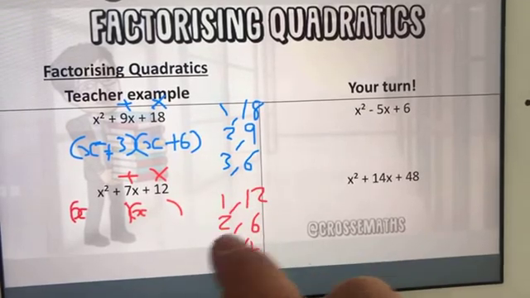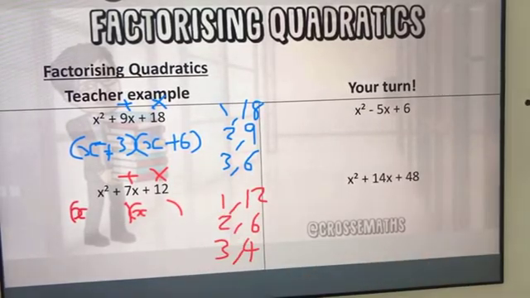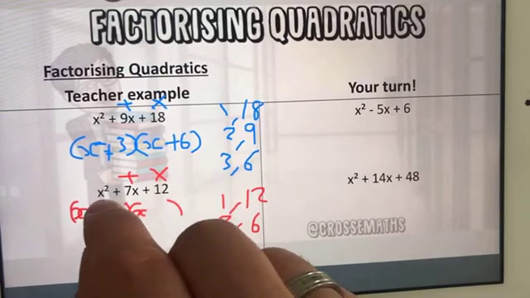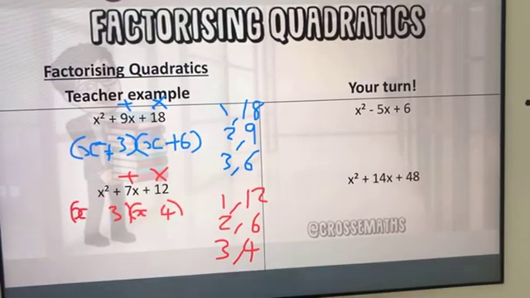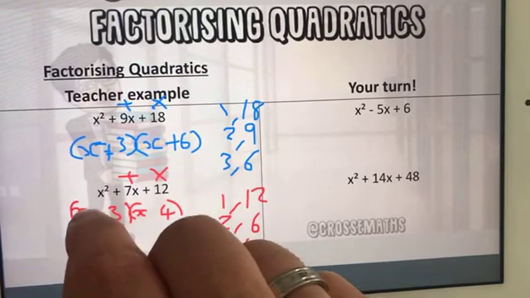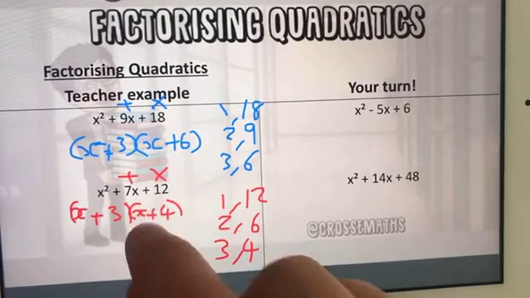Because it's got to be a combination. It's got to be one of these pairs. Okay, the ones that add to make 7 are 3 and 4, so I'm going to put those in my bracket. Then, to make a positive 7, they're going to have to be positive 3 and positive 4. So my answer is going to be x plus 3, x plus 4.